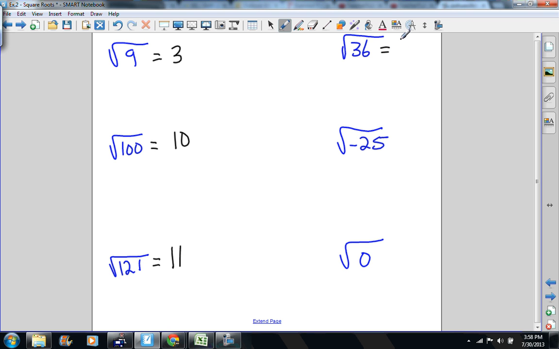36, well, that one should be on our list. That's a 6. These two get a little bit tougher. We have a negative located under the square root. Therefore, this is impossible. Can't have negatives under the square root. And this one's actually a little tricky.